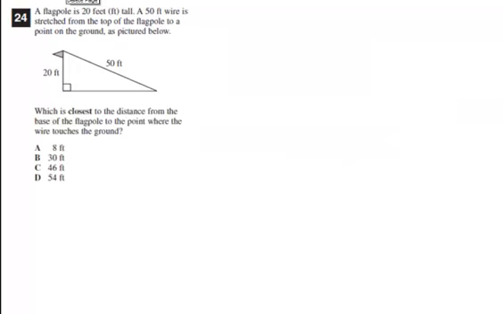Okay, 24. A flagpole is 20 feet tall. A 50-foot wire is stretched from the top of the flagpole to a point on the ground, as pictured below. That's called a guy wire. It keeps this flagpole steady. Which is closest to the distance from the base of the flagpole to the point where the wire touches the ground? We know this is a 90-degree angle, so we're simply using the Pythagorean theorem.